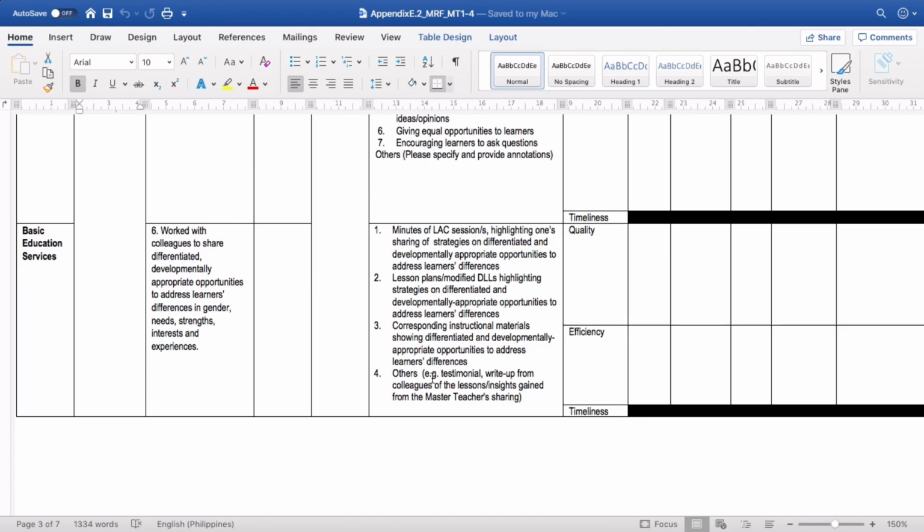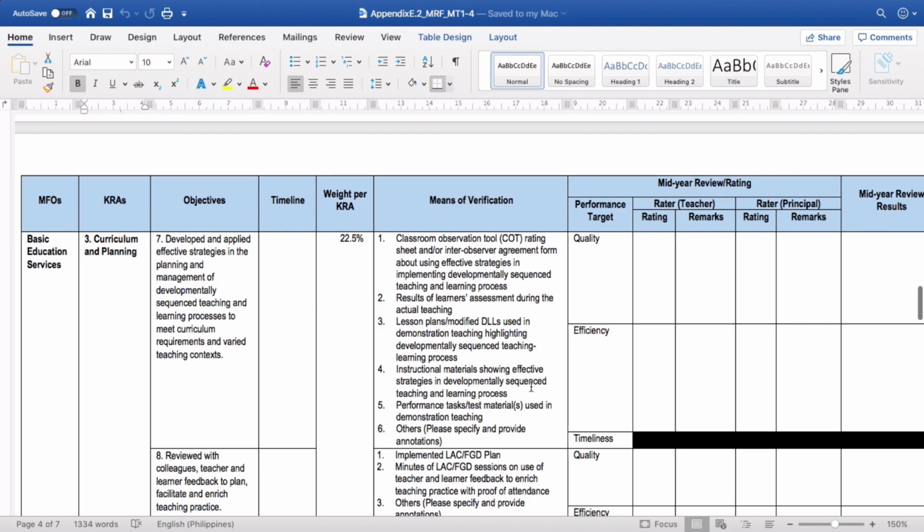So as for others, you can put testimonials, write-ups from colleagues on the lessons or insights gained from the master teacher sharing. Okay, next. The curriculum and planning that is part of the KRA 3, Objective 7: develop and apply effective strategies in the planning and management of developmentally sequenced teaching and learning process to meet curriculum requirements and varied teaching contexts.